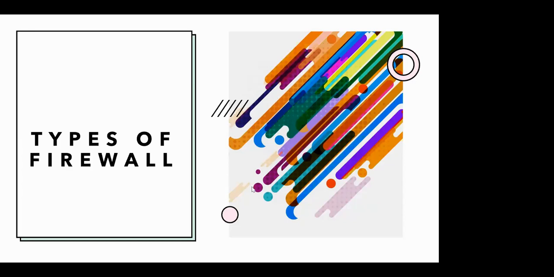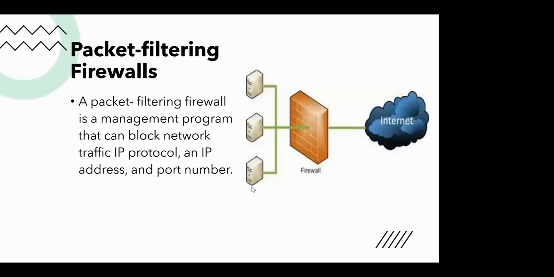Yes, go ahead. Types of firewall. Packet filtering firewalls. A packet filtering firewall is a management program that can block network traffic by IP protocol, IP address, and port number. This type of firewall is the most basic form of protection and is meant for smaller networks. But beware, while packet filtering firewalls can be helpful, they also have limitations. Because all web traffic is allowed, a packet filtering firewall doesn't block web-based attacks. So, you need additional protection to distinguish between friendly and malicious web traffic.